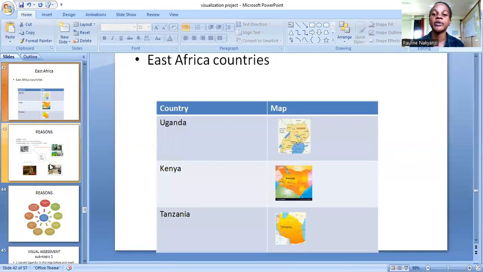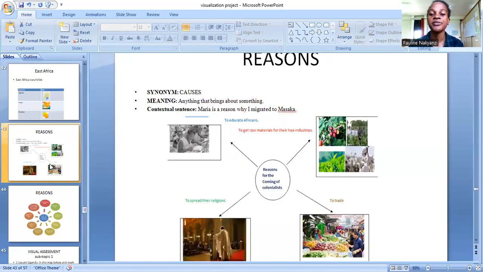Then to explain the word reason, I used a word spider. As you can see here, reasons. These are pictures showing raw materials. This is a picture of students learning. This is a priest, and this is a market.